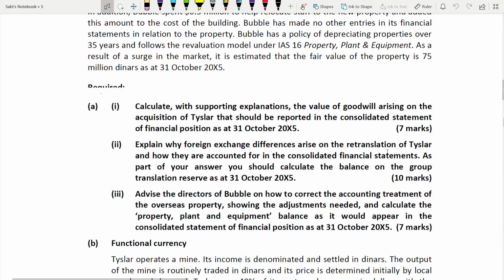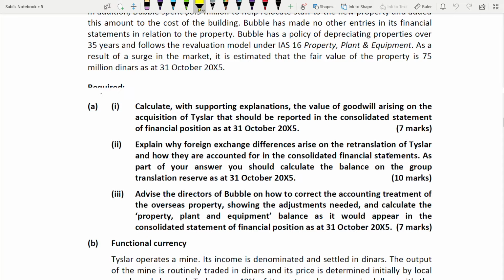So have you noticed one thing? This is question 5 and we have been from 1 to 5. Have you noticed the pattern that whenever a group question asks, the first question they always ask us is calculate goodwill, calculate goodwill, calculate goodwill. So by now you know that this is the pattern. It is now set in your subconscious mind that this is the pattern of a group question. This is how it comes. Goodwill, definitely goodwill is there.